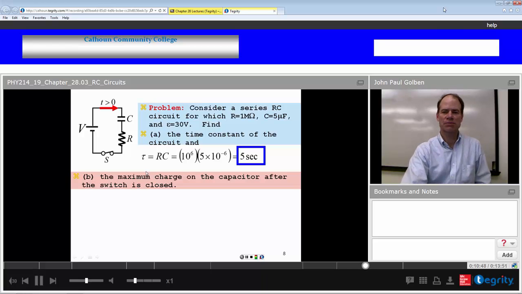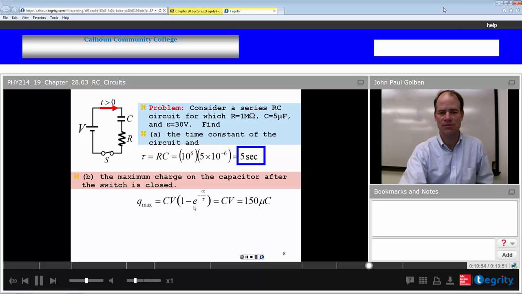What's the maximum charge on the capacitor after the switch is closed? Well, we know that maximum charge should be equal to C times V, because if the switch is closed a long time, I'll have e to the negative infinity, which is 0. 1 minus 0 is 1. So it's going to be C times V, which will be 5 microfarads times 30 volts, or 150 microcoulombs.